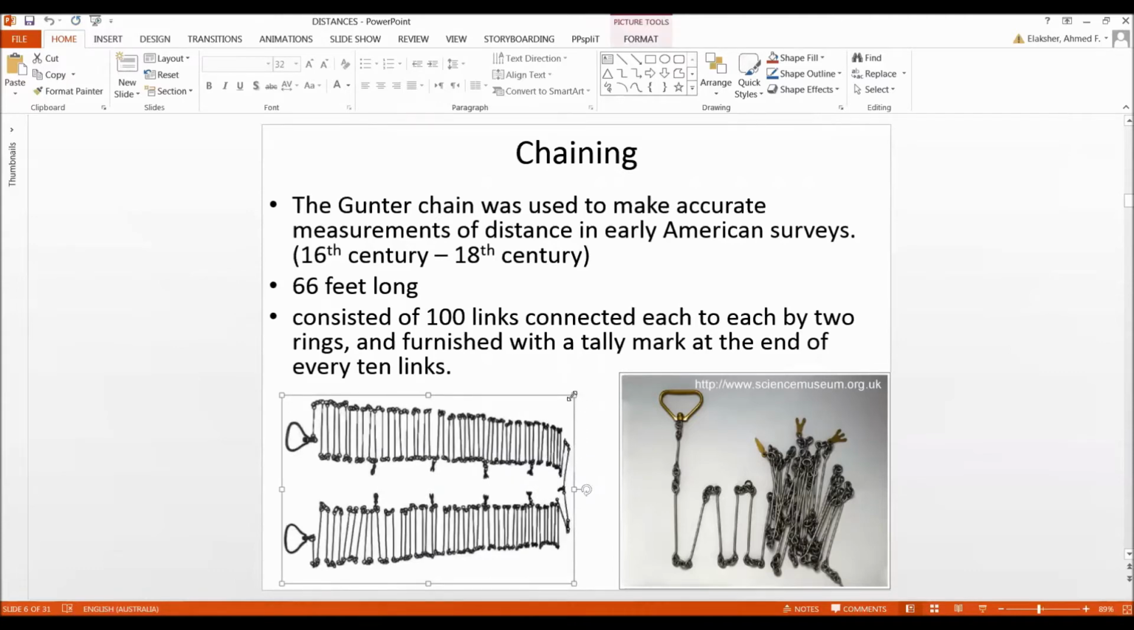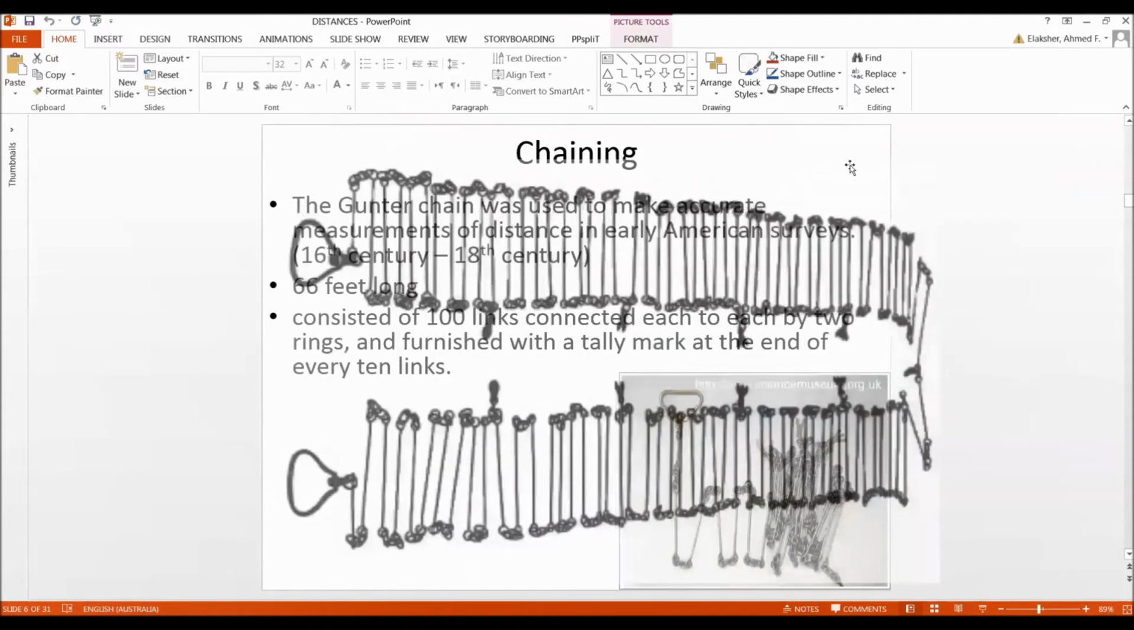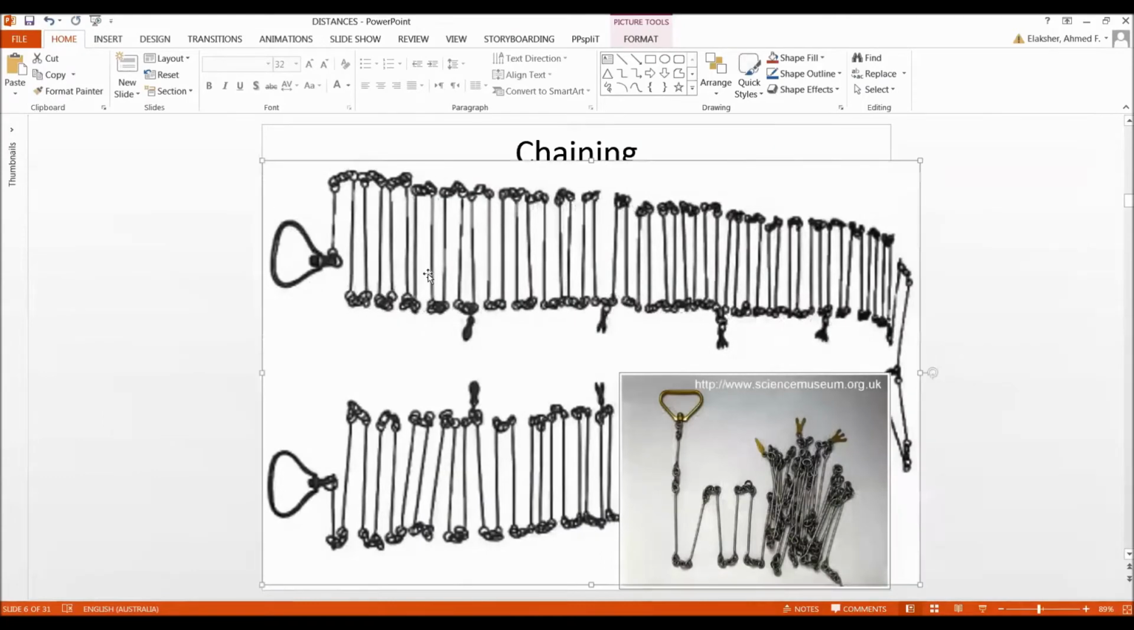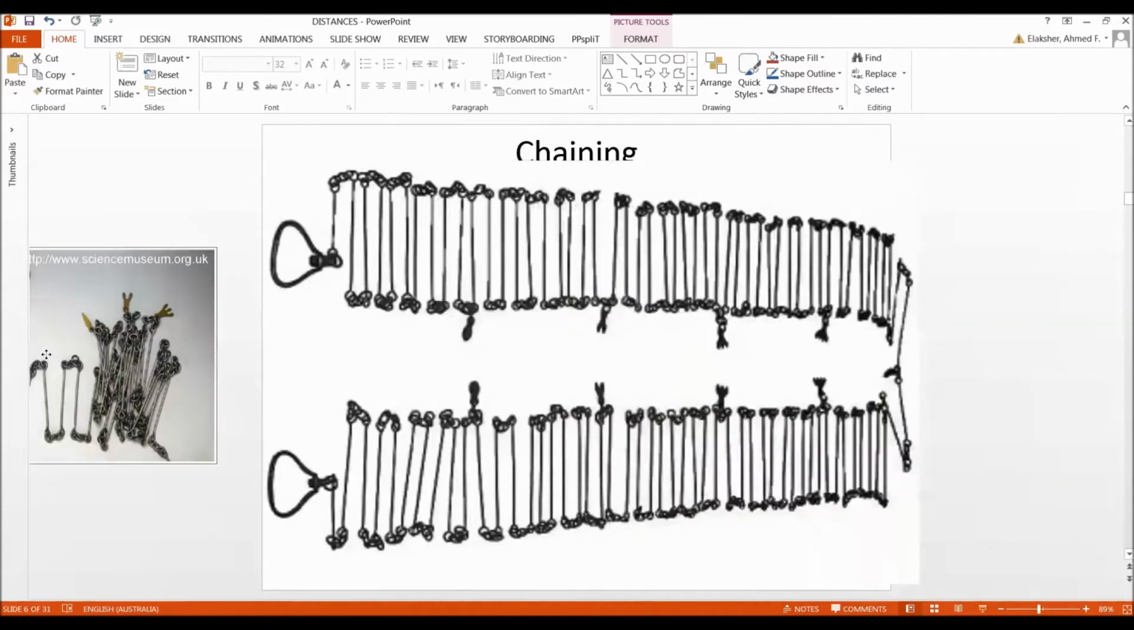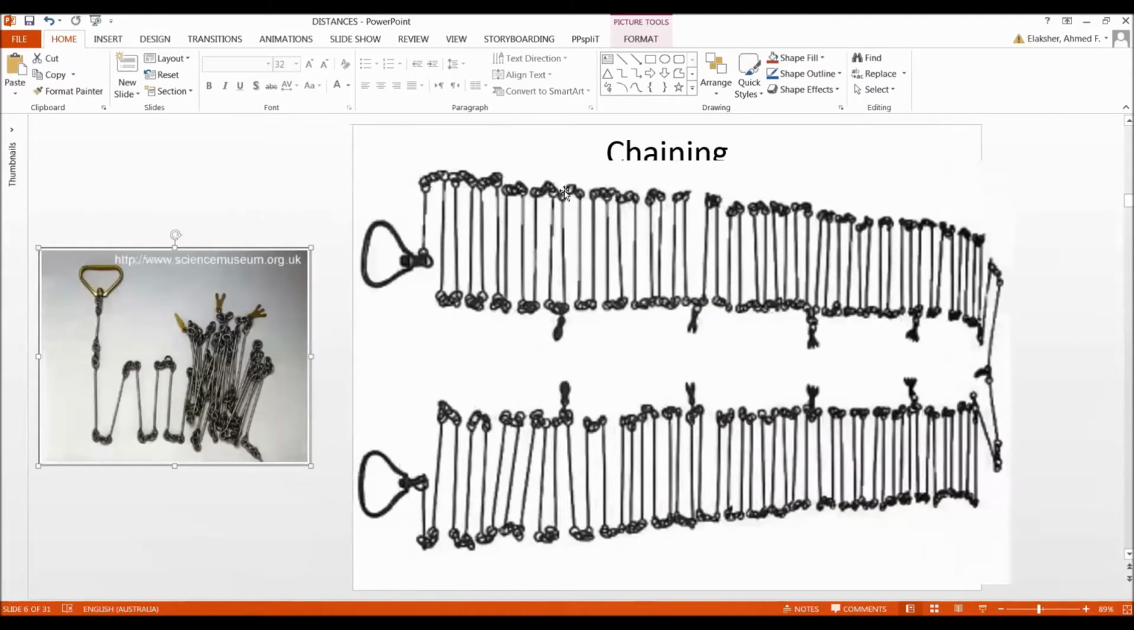Now let me make this a little bit bigger, and then I'm going to show you. This is the chain here. It has 100 links. If you counted these links, they are 100 links. This is the actual chain. And after every 10 links, there is a mark here. That mark, as you see here, is different for the first 10 links, the second 10 links, the third 10 links, the fourth, the fifth, and then it goes all the way back.